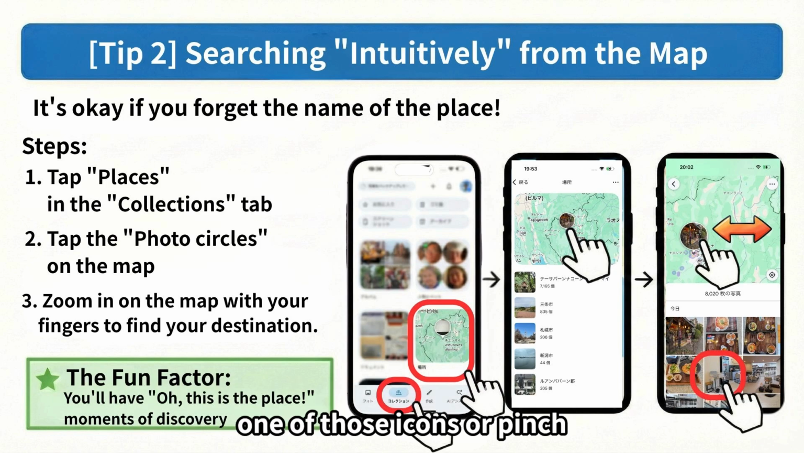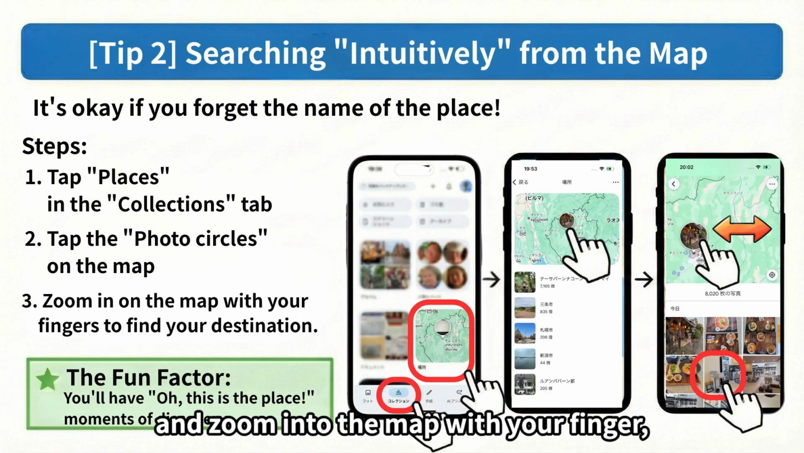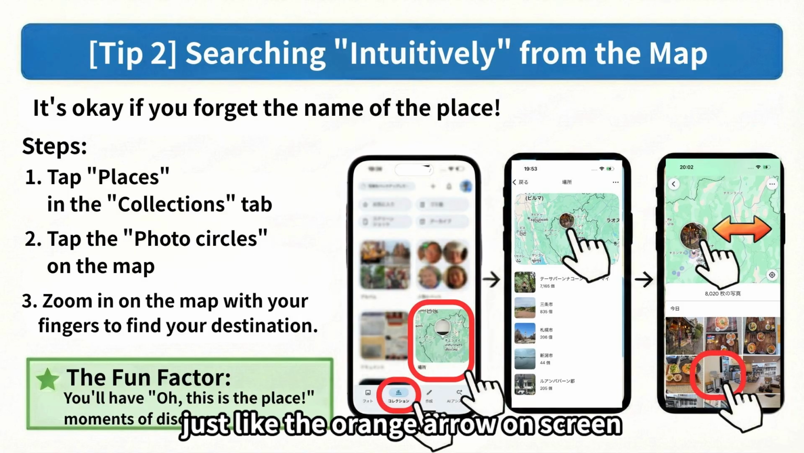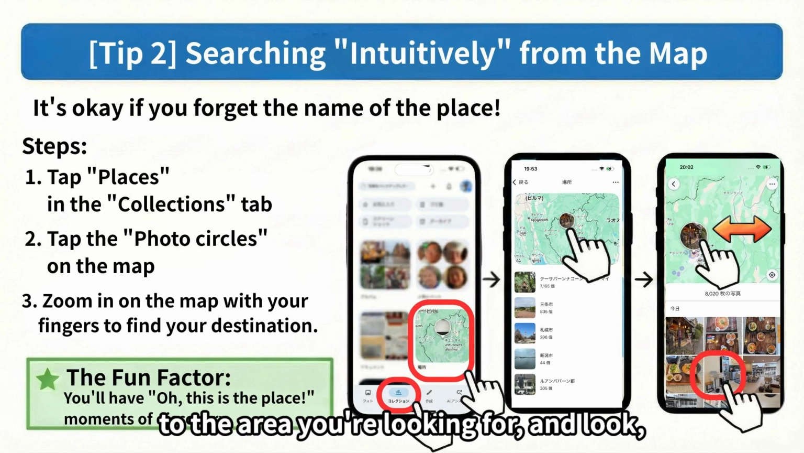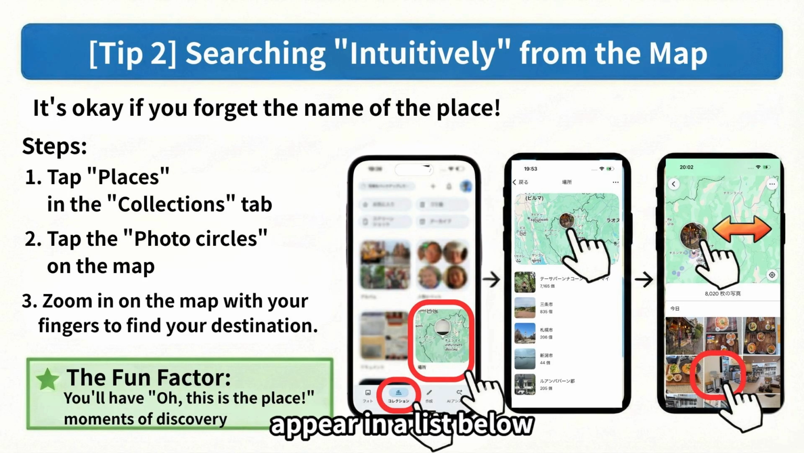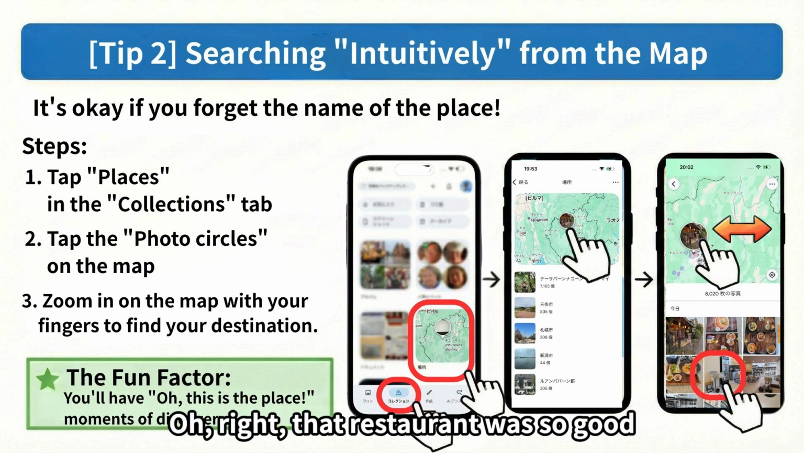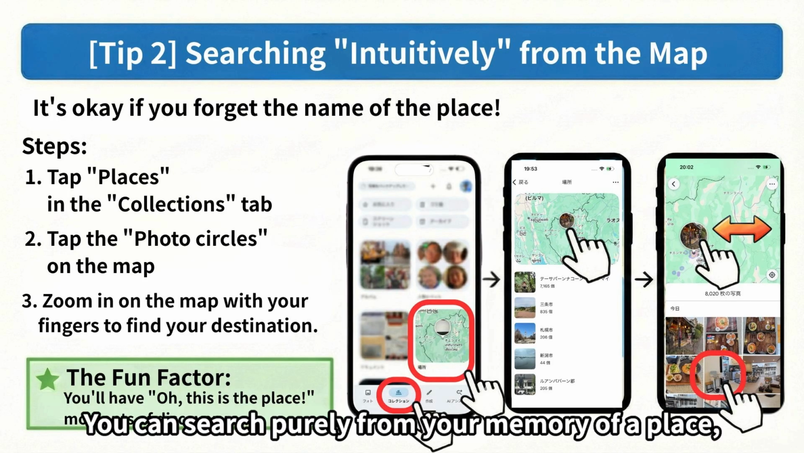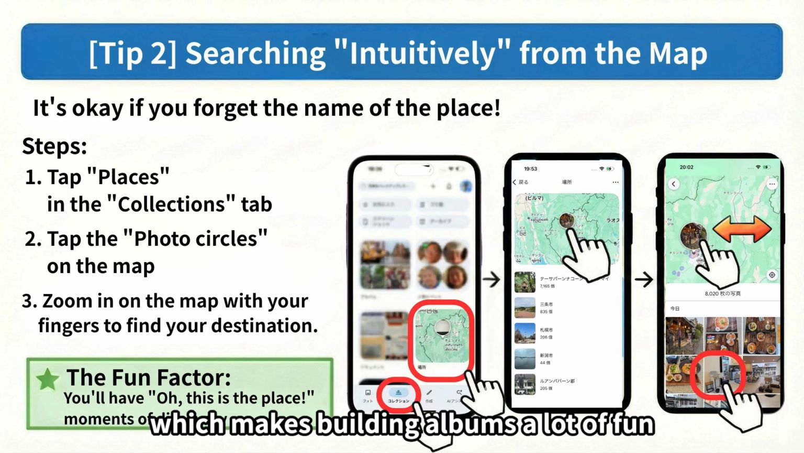You can either tap one of those icons or pinch and zoom into the map with your finger, just like the orange arrow on screen. Move the round icons to the area you're looking for. And look, only the photos from that zoomed-in area appear in a list below. Oh, right, that restaurant was so good. You can search purely from your memory of a place, which makes building albums a lot of fun.